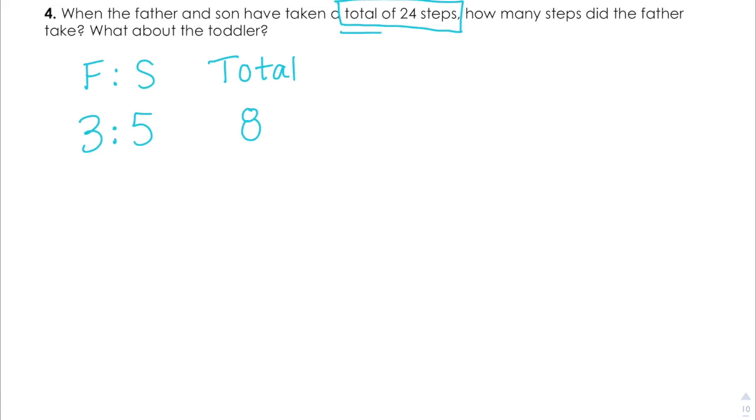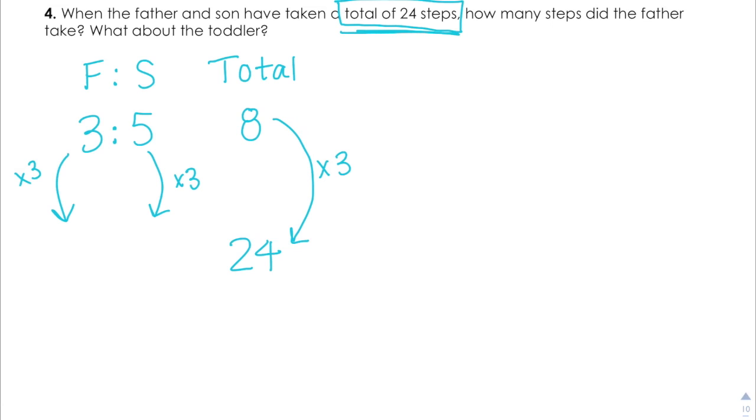Now it says they took a total of 24 steps. So that means a 24 must go in the total column. How do I get from 8 to 24? Well, I multiply times 3. If I multiply that times 3, then I have to also multiply the other numbers times 3. So the father took 3 times 3 is 9 steps, and the son took 5 times 3 is 15. And we can also double check that 15 and 9 adds up to 24. And sure enough, it does.